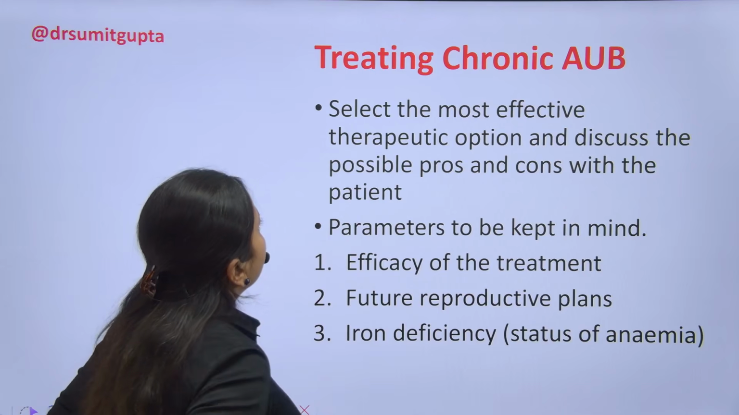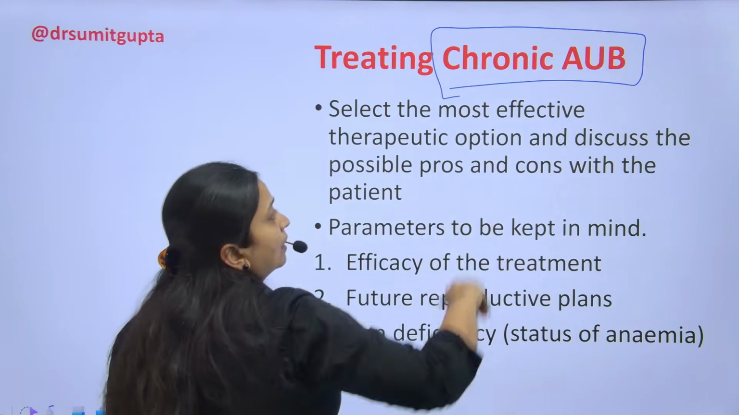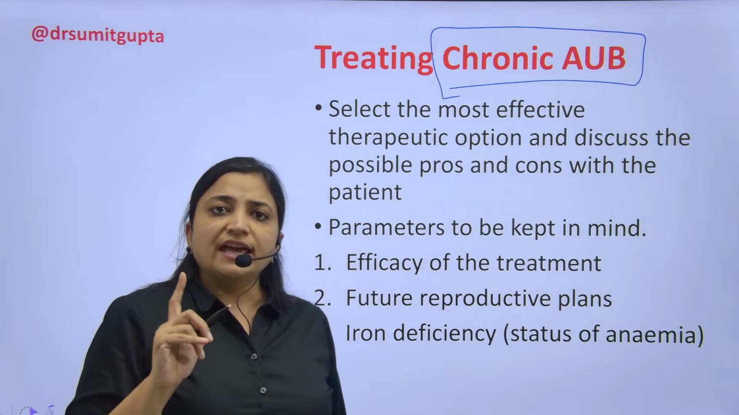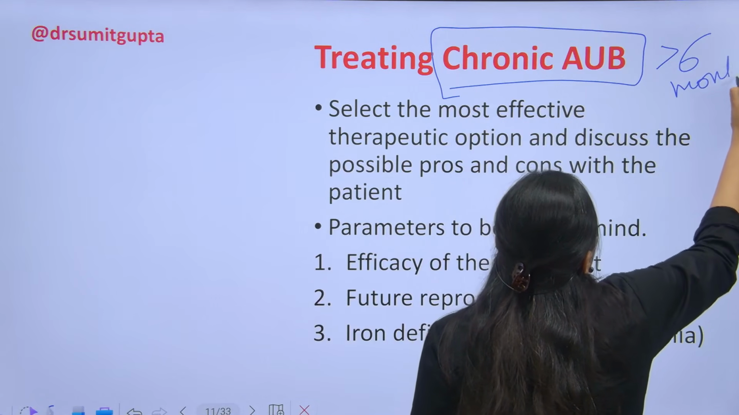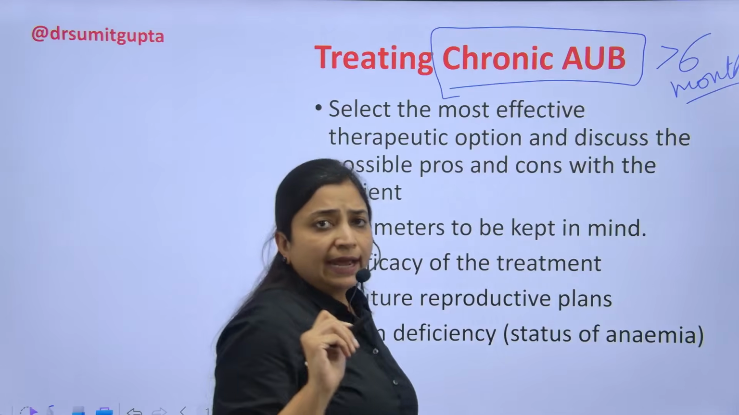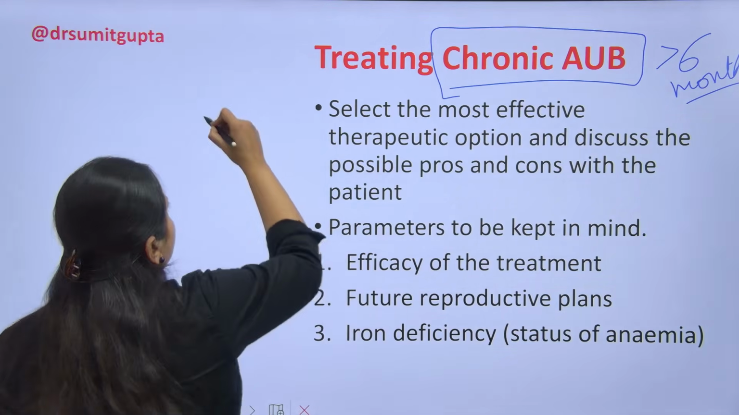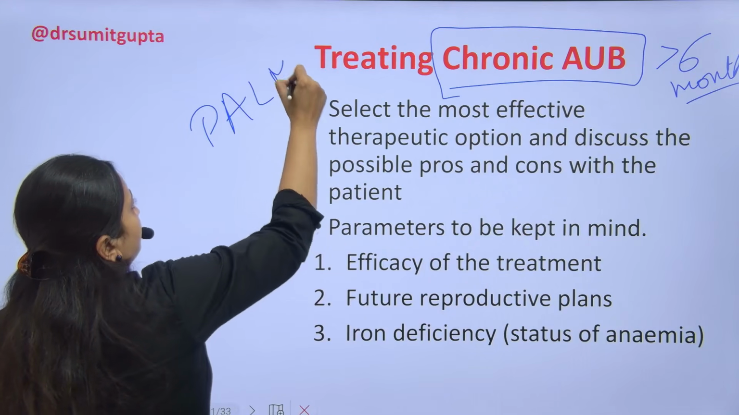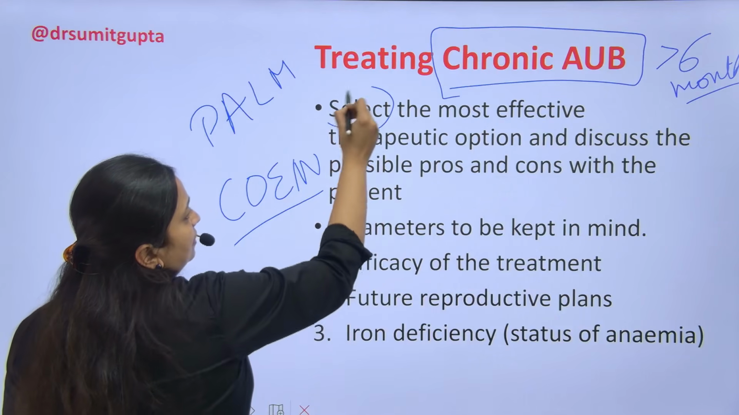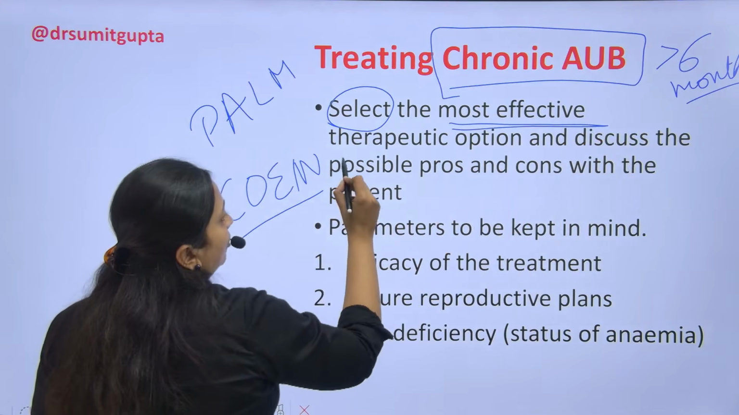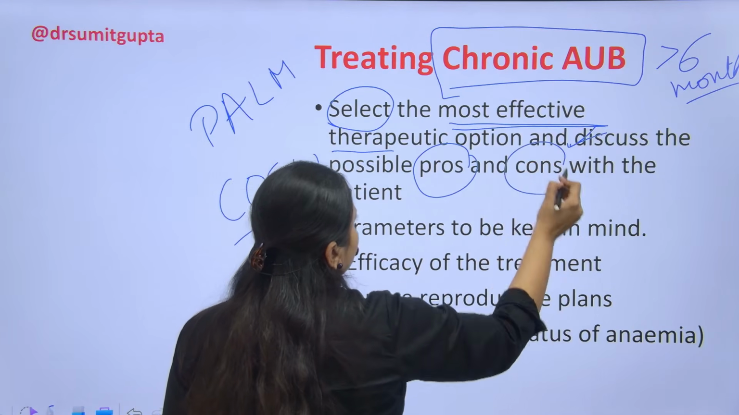Then treating chronic AUB. Now comes chronic AUB, which we understand mostly as AUB of more than 6 months duration. Now we have already diagnosed that the patient is having AUB, and till now we have done the investigations and we know that the patient is either having a PALM or COEIN problem. So now we will select the most effective therapeutic option and discuss with the patient what the pros and cons are.